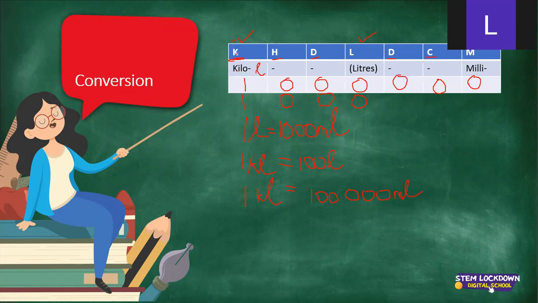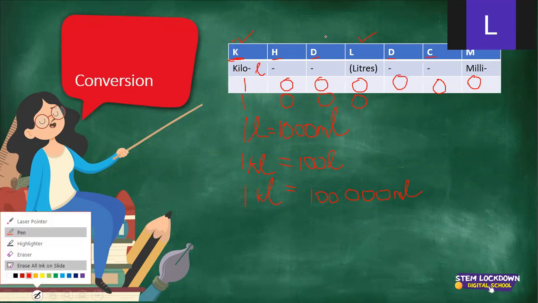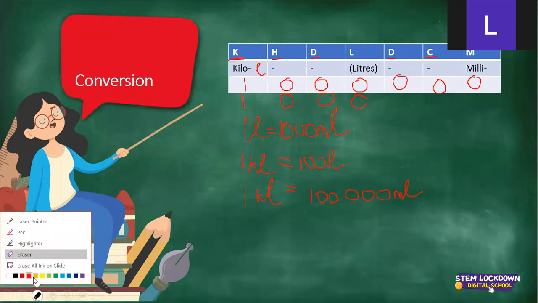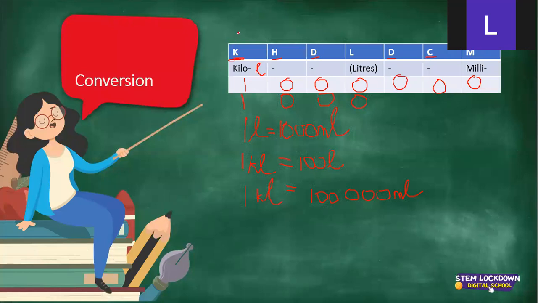Now let's say you forgot a very basic mnemonic that will be easy for you to remember. Remember, this mnemonic is also applicable to your mass and to your length. K will be kitchen. H has. D done. L a lot. D damage. C catching. M mice. So kitchen has done a lot of damage catching mice.